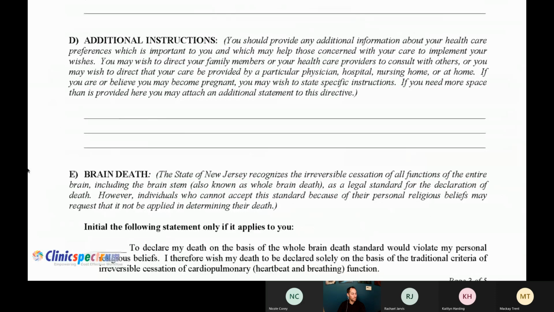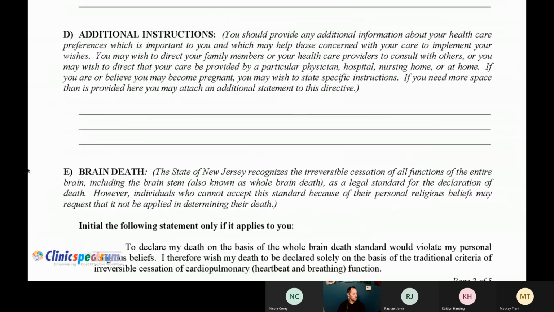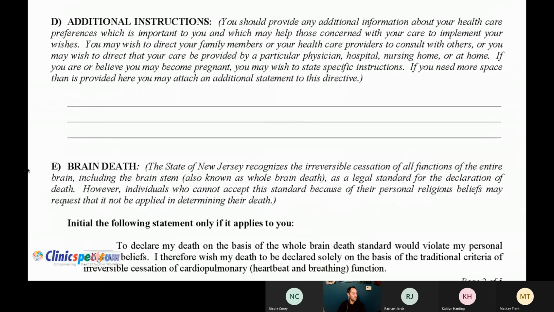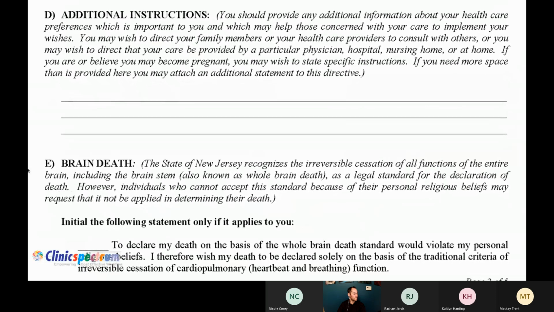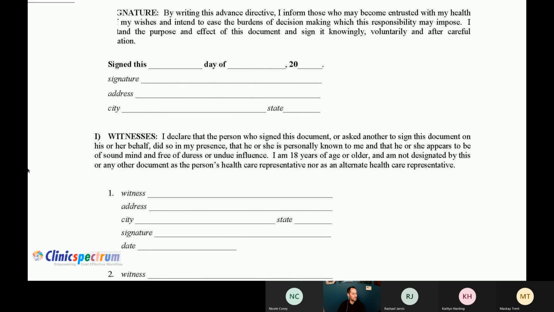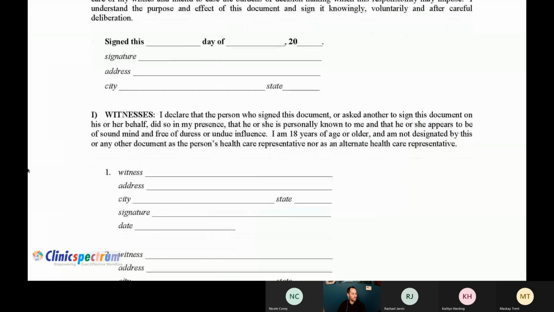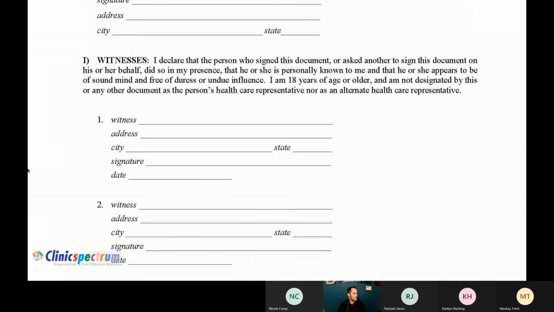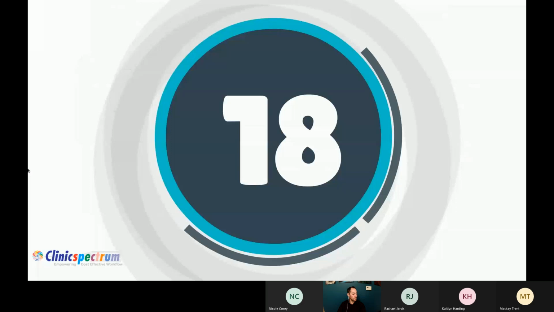Section E is about brain death. The state of New Jersey recognizes the irreversible cessation of all functions of the brain as a legal standard for the declaration of death. Section F allows you to indicate your desire to make an anatomical gift and provide instructions for any limitations or special uses for the same. While Part 2 contains signatures and witnesses, generally, a living will does not appoint an agent. However, the witness should be at least 18 years of age or older.